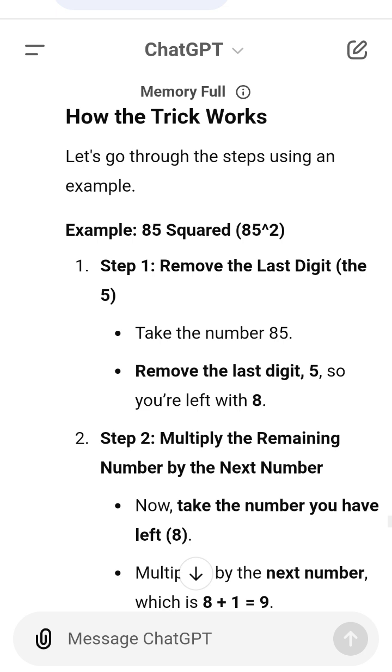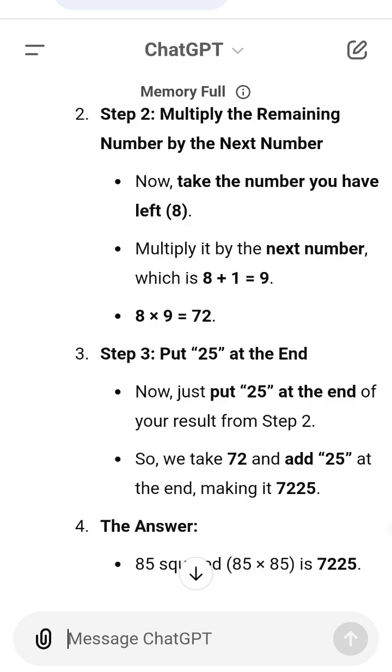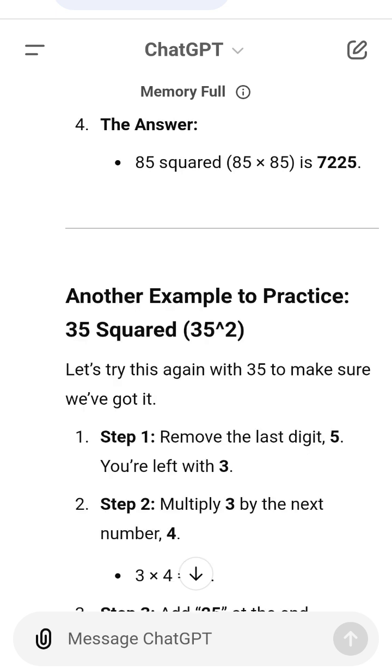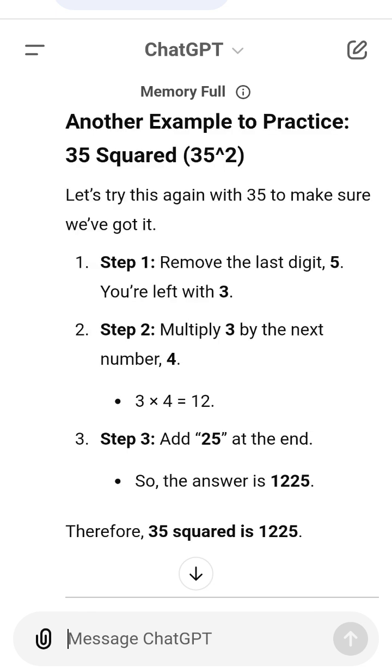2, 95 squared. Remove 5, left with 9. 9 times 10 equals 90. Add 25, answer is 9025. 3, 45 squared. Remove 5, left with 4. 4 times 5 equals 20. Add 25, answer is 2025.